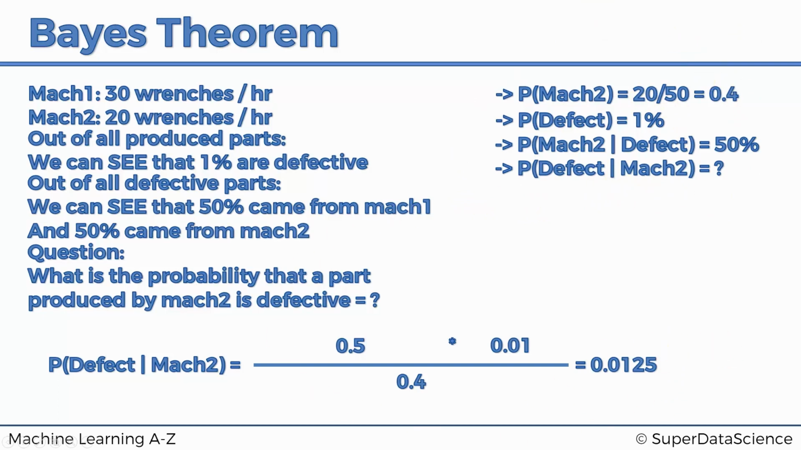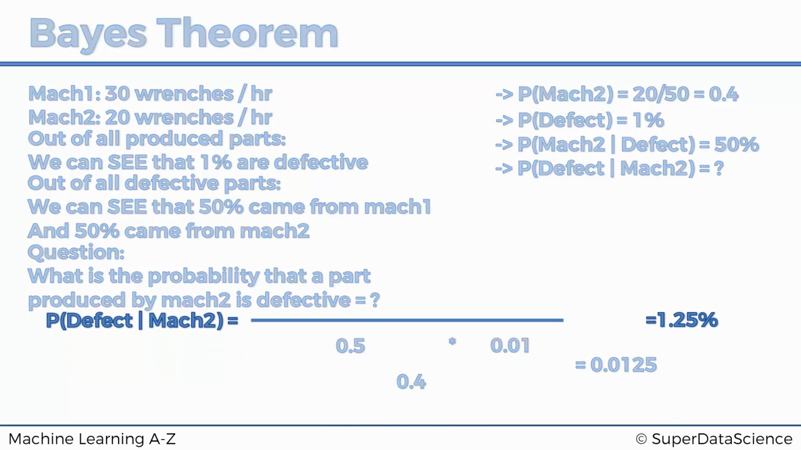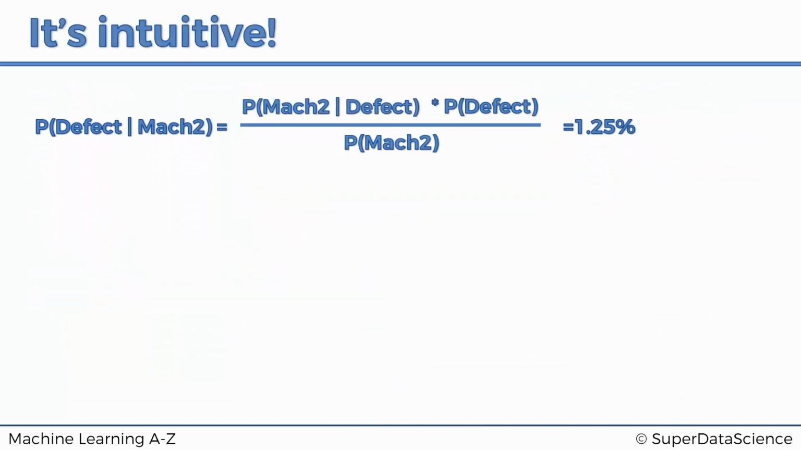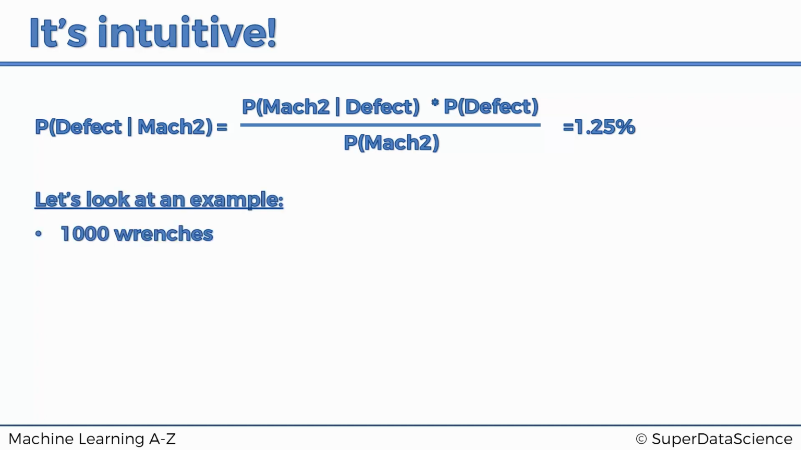Now let's move on to the intuition, the fun stuff, right? So there's 1.25%. Let's move this to the top. That's our Bayes' theorem. And let's look at an example, and you'll see that it's actually very intuitive what we just did. It all makes total sense. Let's say we produced 1,000 wrenches all total. So in total, we have 1,000 wrenches after the two machines were working for some time.